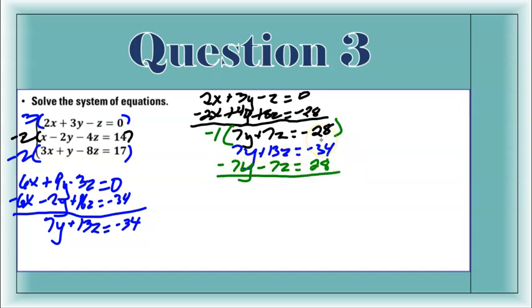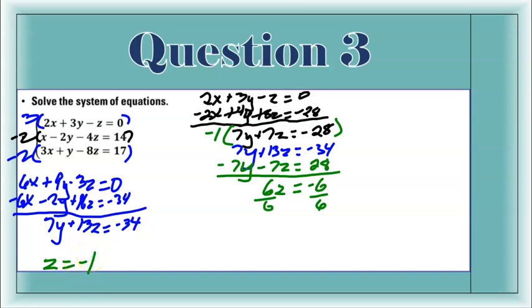And when I simplify that, the z's cancel out. 13z minus 7z is 6z equals negative 34 plus 28 is a negative 6. To get z by itself, I'm going to divide by 6. And I'm left with z is equal to negative 1.